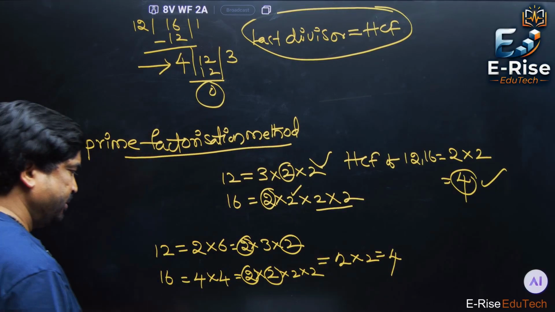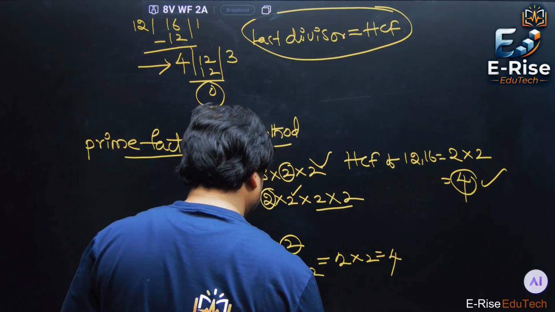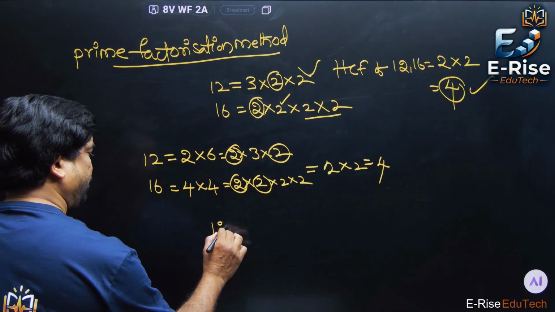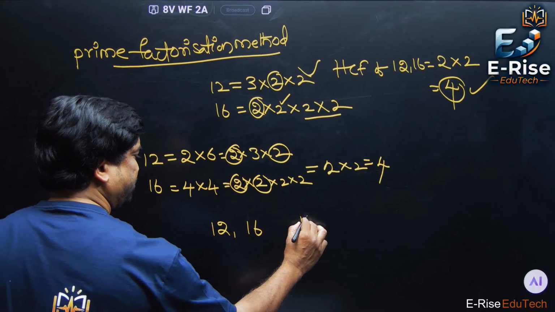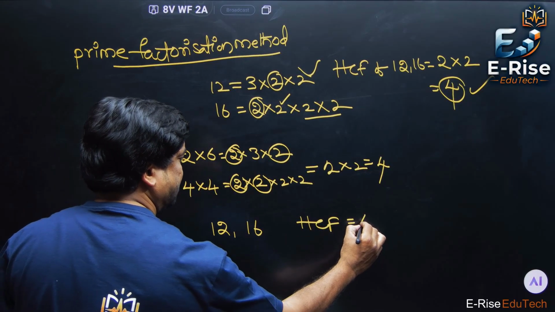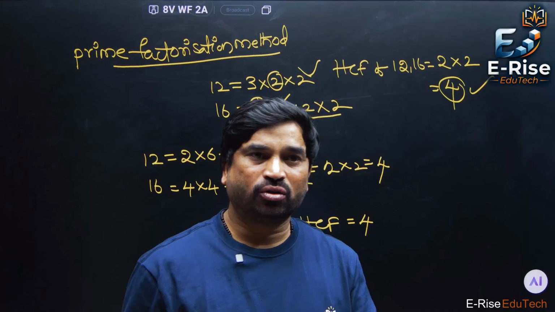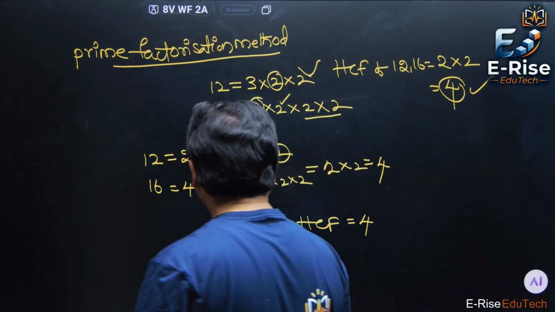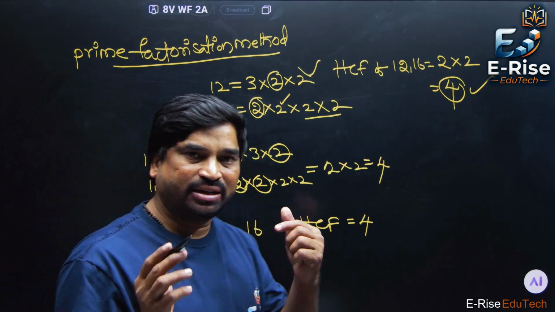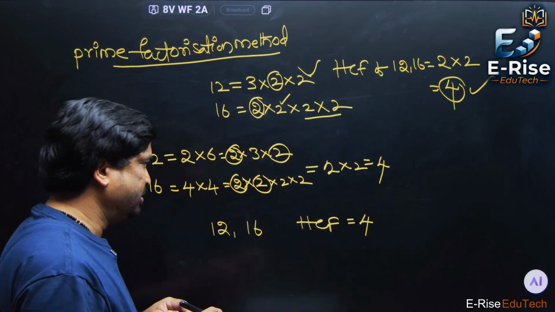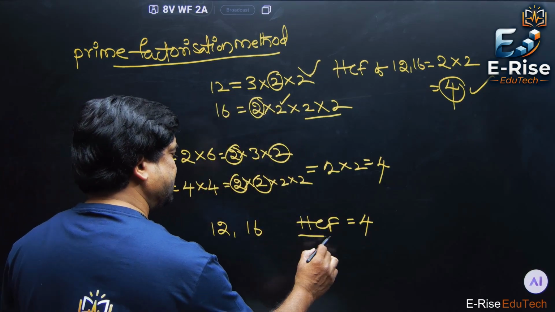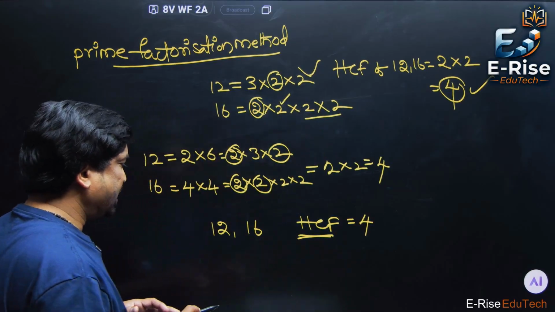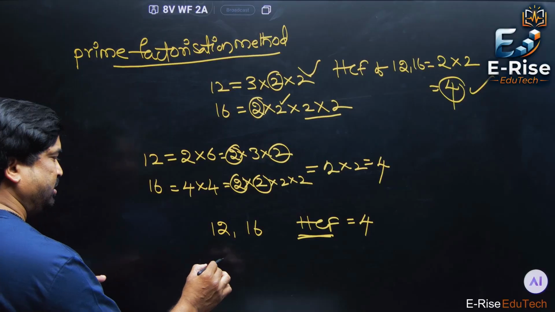But here, listen carefully. For 12 and 16, you found the HCF as 4. Is it correct or not? How do we decide whether it is correct or not? That's very important. What is the meaning of highest common factor? Highest common factor.